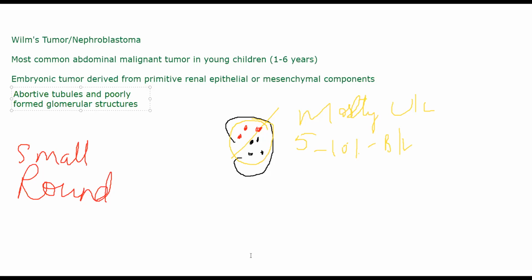All right, whenever this tumor is occurring, the kidney will lose its function. Okay, it can occur unilaterally where it is affecting only one kidney, or it can occur bilaterally. 5 to 10% of cases will have bilateral nephroblastoma where both the kidneys are having tumors.